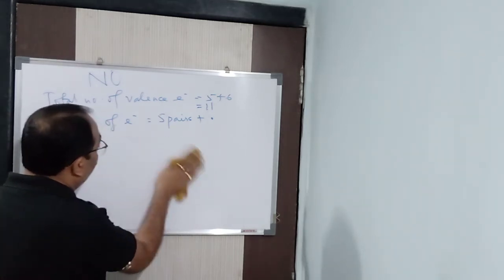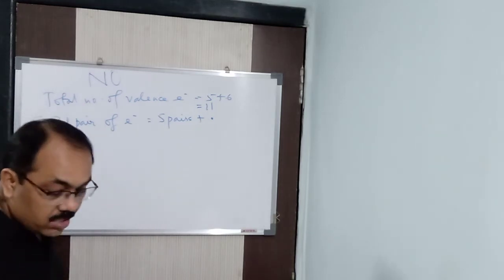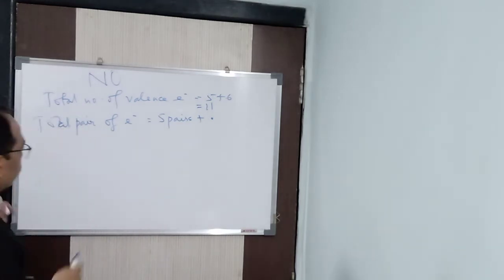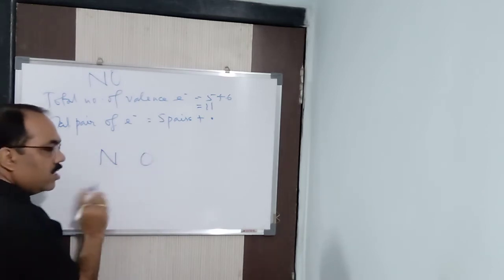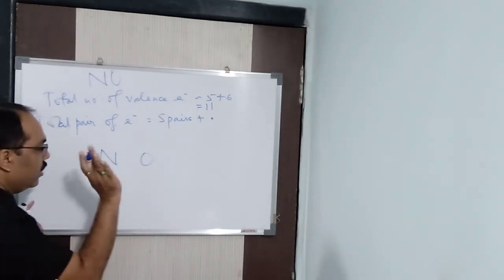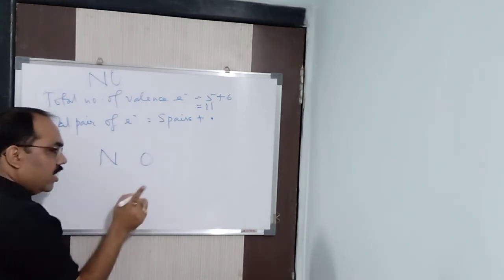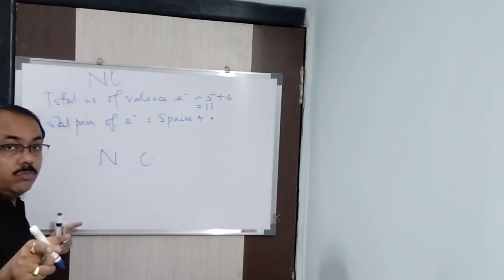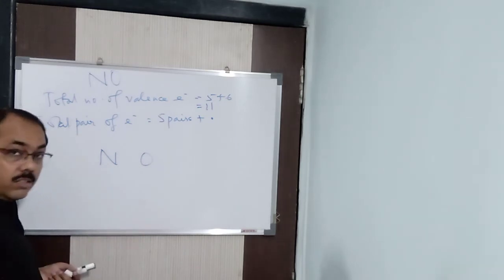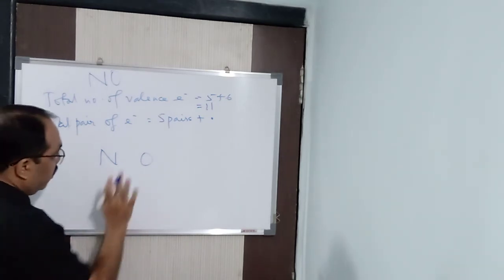Now the question comes, how will I draw the Lewis dot diagram for this? Same formula, nitrogen and oxygen, first the skeleton diagram, then I will arrange it. While arranging it, it should not disobey the octet rule, but here it is going to, because 1 electron is there. No choice.